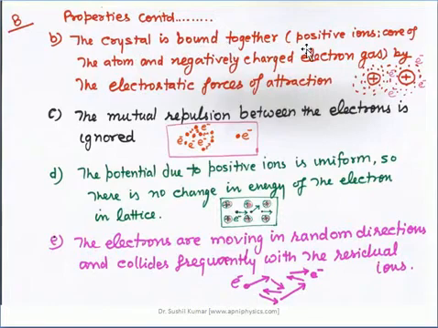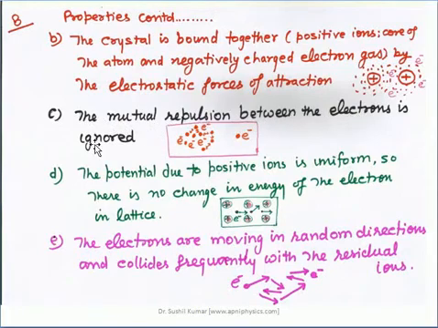So now the second point: the crystal is bound together by the positive ions, that is the core of the atoms, and the negatively charged electron gas, by the electrostatic force of attraction. So the first point was what? These electrons can move in between the ions, and the second point is about the stability of the system. That is because of the electrostatic force of attraction between the positive ions, the core of the metal ions, and the cloud of the free electrons.